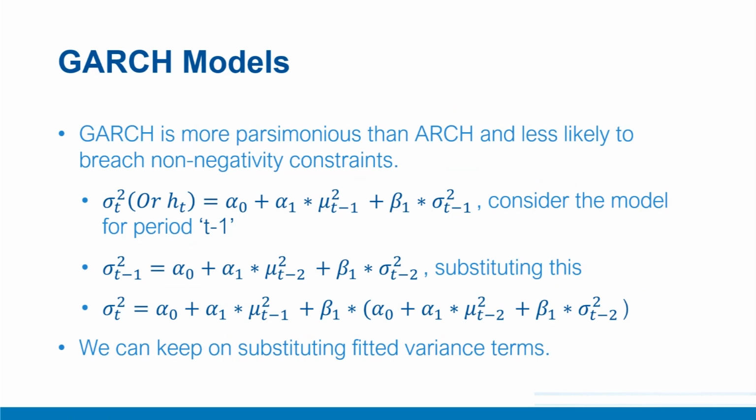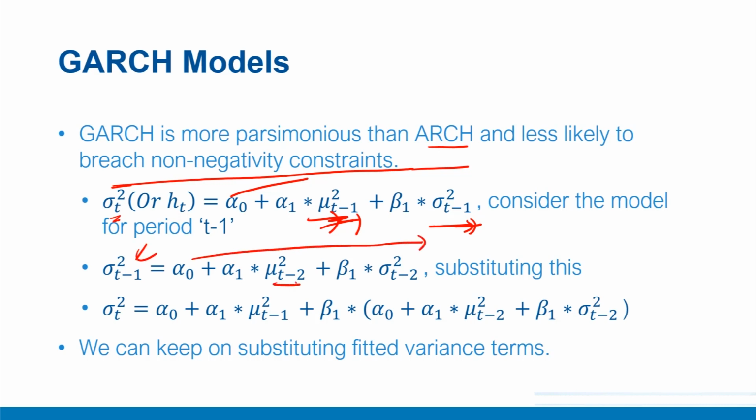When we make the statement that GARCH is a more parsimonious model compared to ARCH and very unlikely to breach non-negativity constraints, let's see why we can make this statement. This is called the GARCH 1,1 model. So you have one lag for mu square t minus 1 and one lag for the previous conditional estimate sigma square t minus 1. So your volatility estimate depends on previous values of mu square t minus 1 and sigma square t minus 1. Now you can simply substitute for sigma square t minus 1 in the same manner to get it in the form of mu square t minus 2 and sigma square t minus 2. These values can be substituted further, resulting in this kind of model.